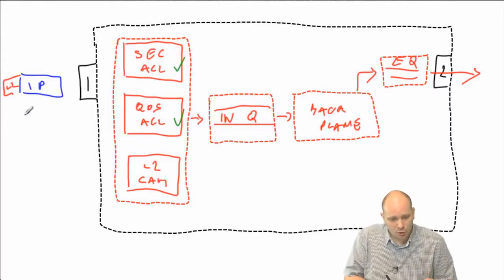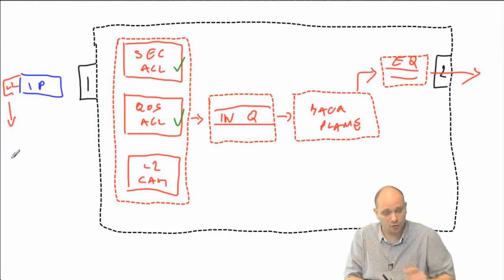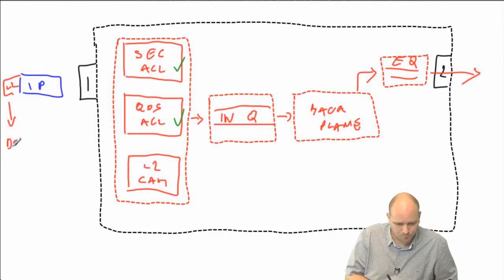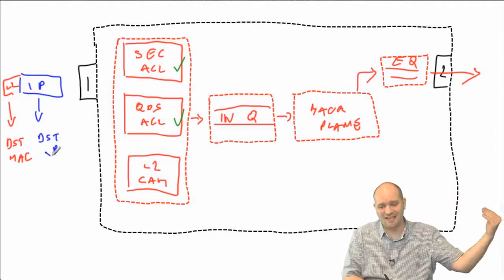Now, layer 2 information here, the important bit for our forwarding through the switch is the destination MAC address. The important information in the IP packet is the destination IP address. Now, the destination IP address is end-to-end.